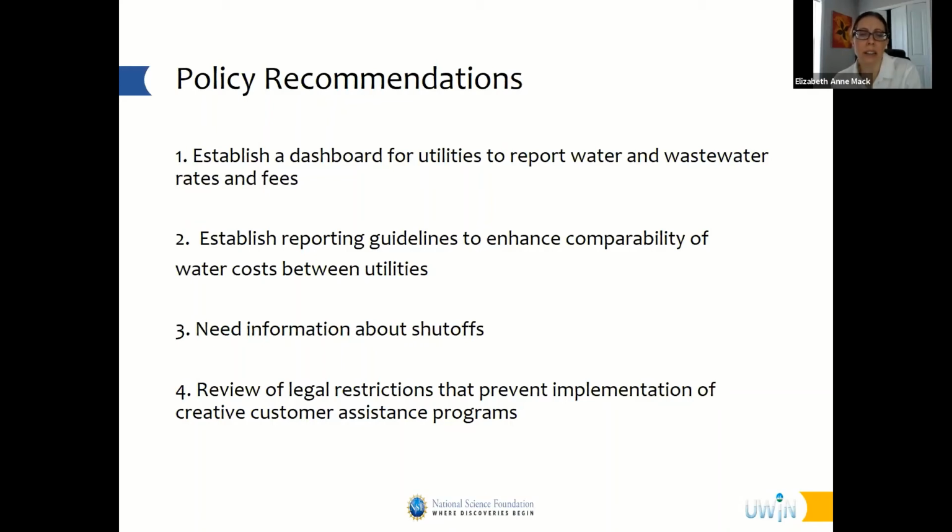But a second key thing to keep in mind is that it would be good to establish reporting guidelines to enhance the comparability of water costs. I talked about some of the issues in terms of understanding the billing frequency and also any changes in fees and when they were implemented. So if a dashboard that's more comprehensive is put into place, it would need to come with really stringent reporting guidelines so that you get comparable data across utilities.